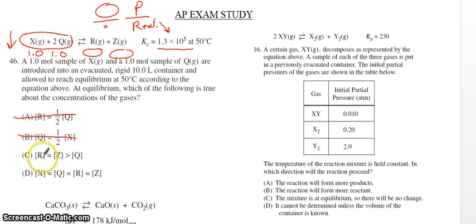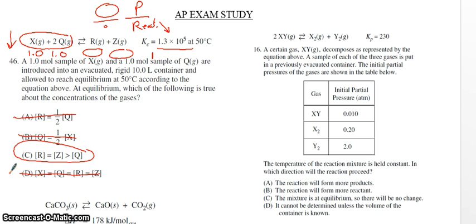C says R is equal to Z, which is greater than Q. Now R is equal to Z is correct because for every 1 mole of R we create 1 mole of Z. So this is right. And it is bigger than Q? Yes, because Q is a reactant and Z and R are products, and we have a lot of products according to the equilibrium constant. This is the correct answer. And certainly D is incorrect because it says everything is equal. If everything is equal, likely the constant will be close to 1, and it's not, so that won't work.